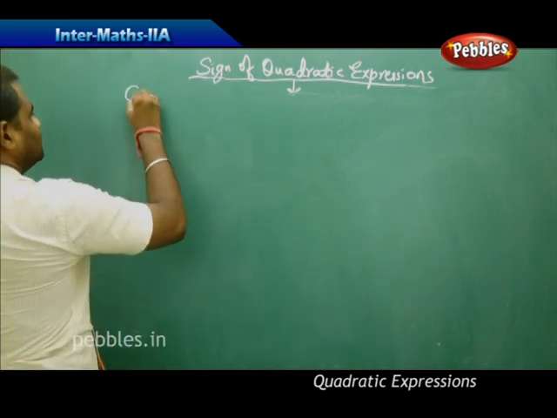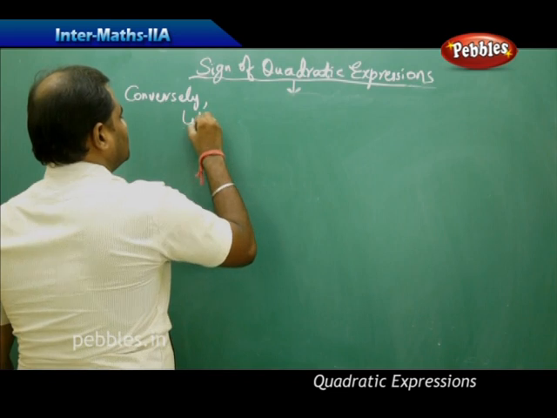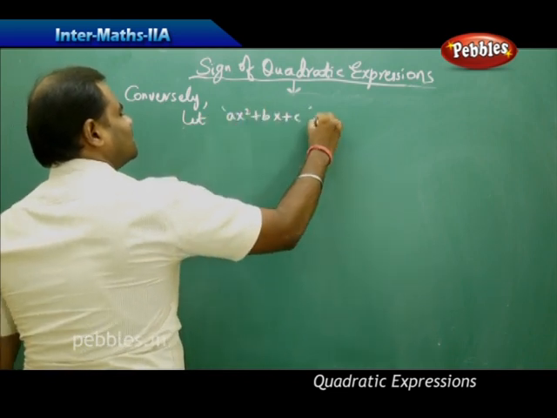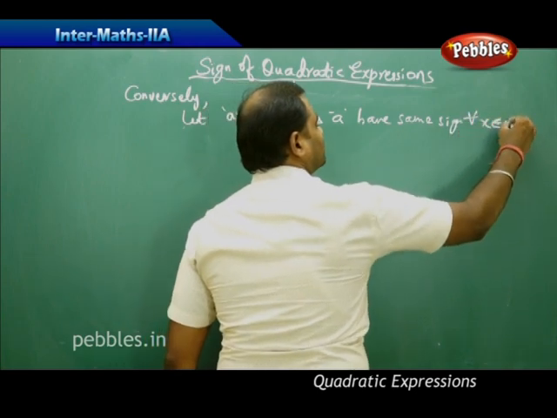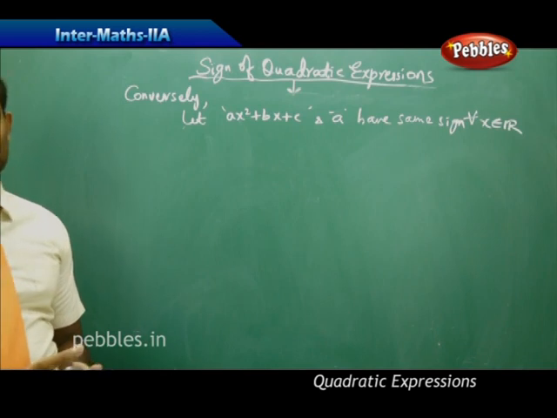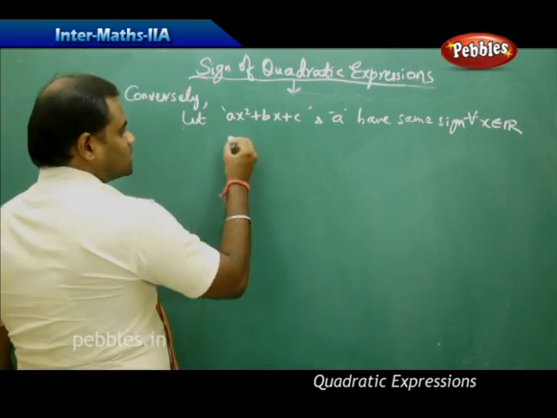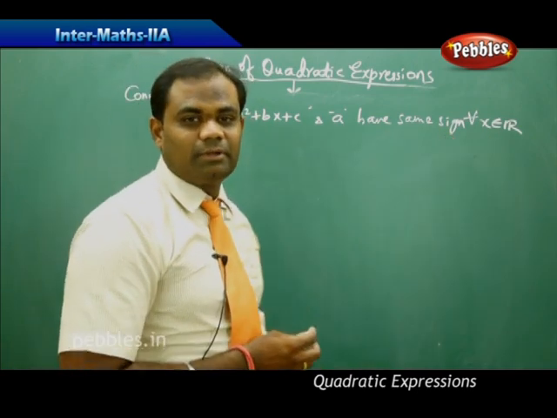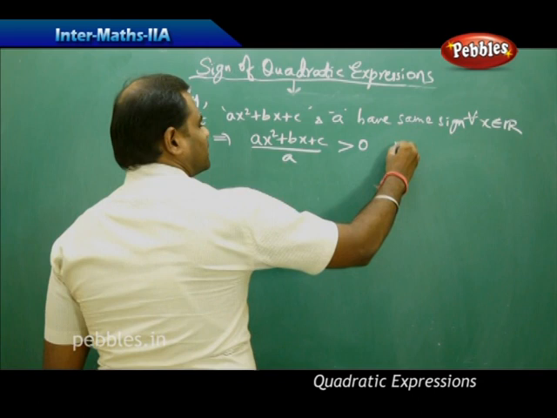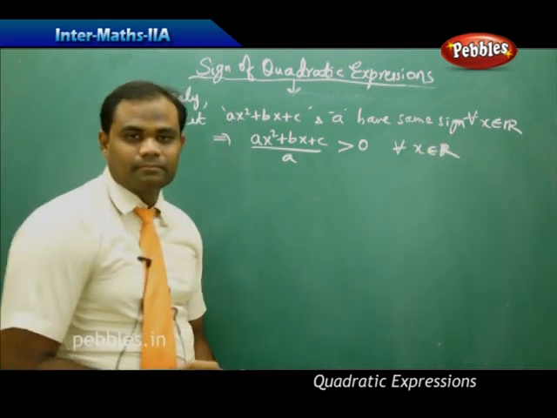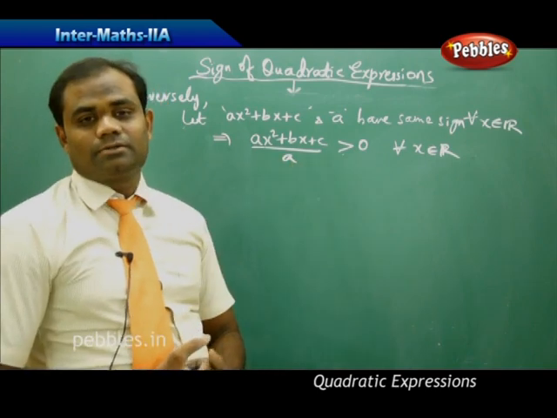So conversely, I consider that ax square plus bx plus c and a have the same sign for all x belonging to real numbers. Now using this, I have to prove that the roots of this quadratic equation are non-zero complex numbers. Since the expressions this and this have the same sign, using the previous property, the fractional representation of this by this will always be greater than 0 for all x belonging to R, because when the two expressions are of the same sign, their fractional representation will be greater than 0, and cannot be of opposite signs.